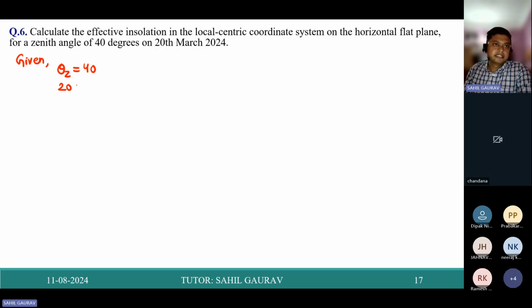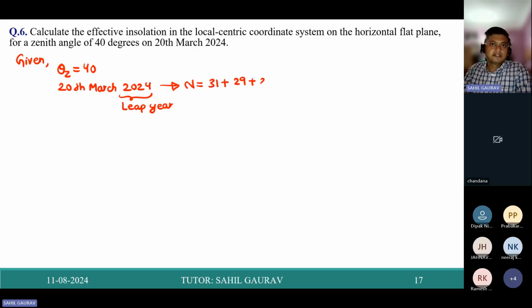And they have given this date. From the date, we can find the n value. So 20th March 2024, this is a leap year. So for a leap year, the number of days in February will be 29. Then we will get the n value as January 31, February 29, and March 20. So 31 plus 29 is 60, 60 plus 20 is 80. So we will get the n value as 80.